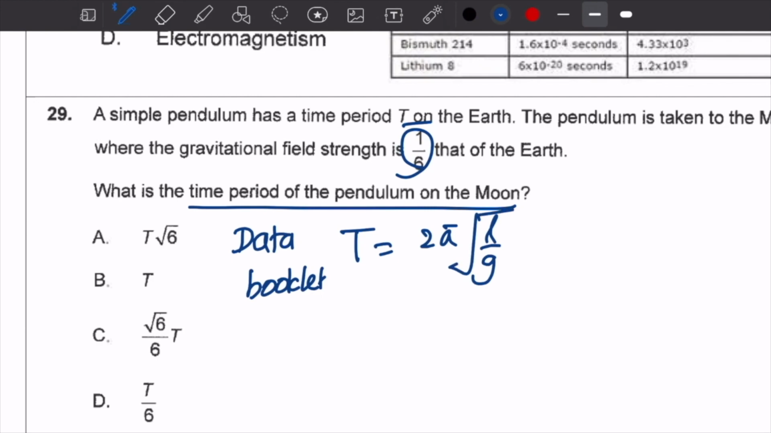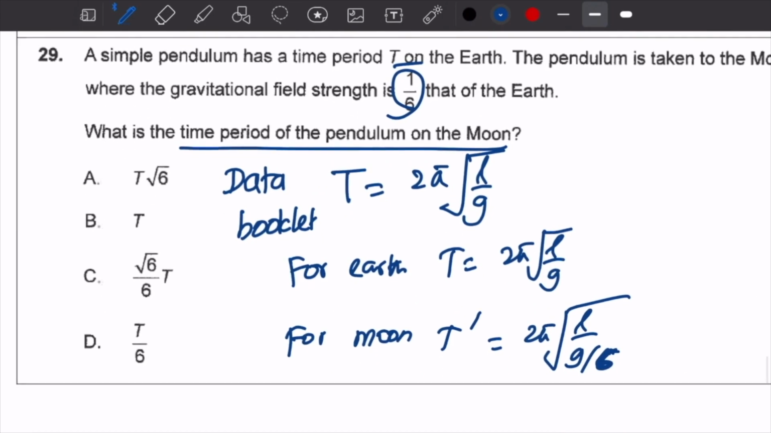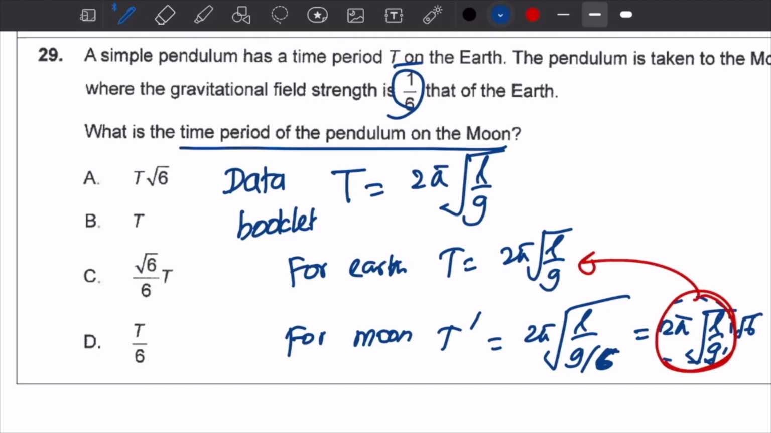So let's write this equation for Earth: T equals 2 pi square root of L/g. For the moon, let's call it T dash, equals 2 pi square root of L/(g/6). g/6 is 6 times weaker, so I can change this to 2 pi square root of L/g times square root 6. But if you look carefully, the 2 pi square root of L/g is the previous value. So T dash is T times square root 6. Answer is A.